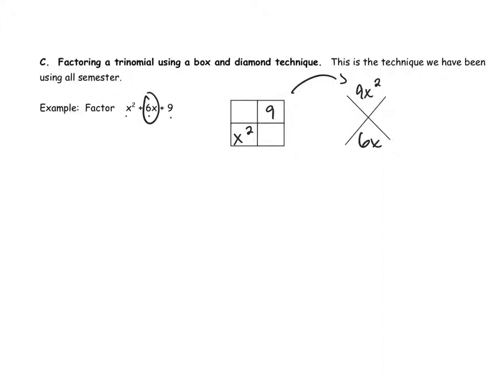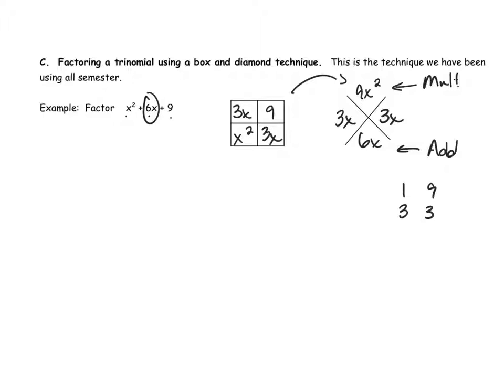What we're looking for are two terms that multiply to give us 9 and add to give us 6. So we always factor that top number: 1 and 9, not divisible by 2, 3 and 3. That's all of our factors of 9. So 3 and 3 add up to 6, so 3x, 3x. Put those in the empty boxes.